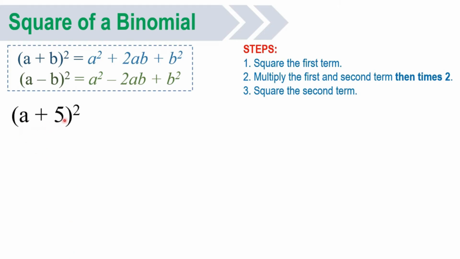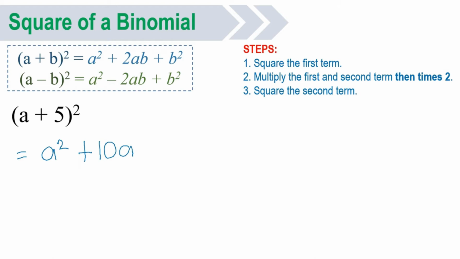A plus 5 squared. Following the steps, let's solve for this. So first, square the first term. The first term here is a. So a times a, you will have a squared. Then, for the second step, multiply the first and second term. So the first term is a and the second term is 5. A times 5 is 5a. Then times 2. 5a times 2, you will have positive 10a because 5 times 2 is 10.